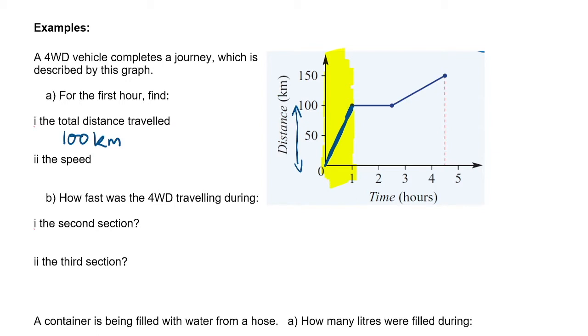Now that's over an hour. So our speed is just our distance over time. That's 100 over 1, which is 100 kilometres per hour. And we can use the same formula as before to do this. How fast was the four-wheel drive traveling during the second section?